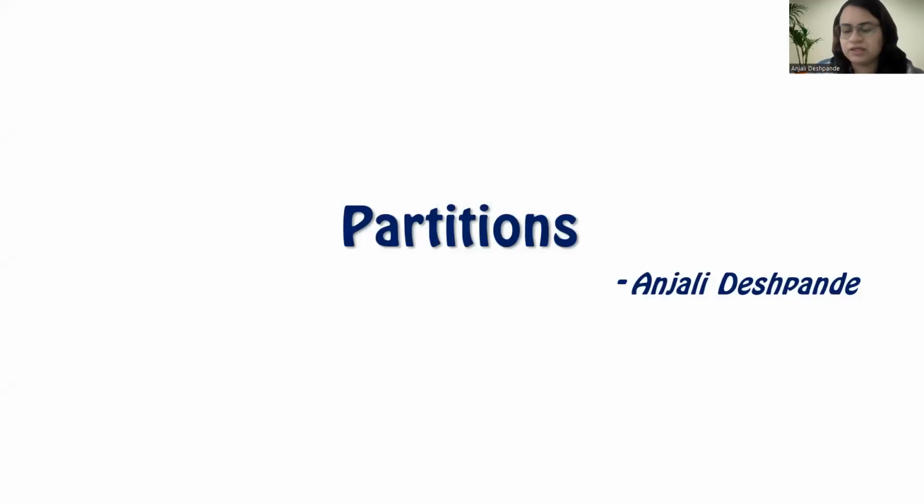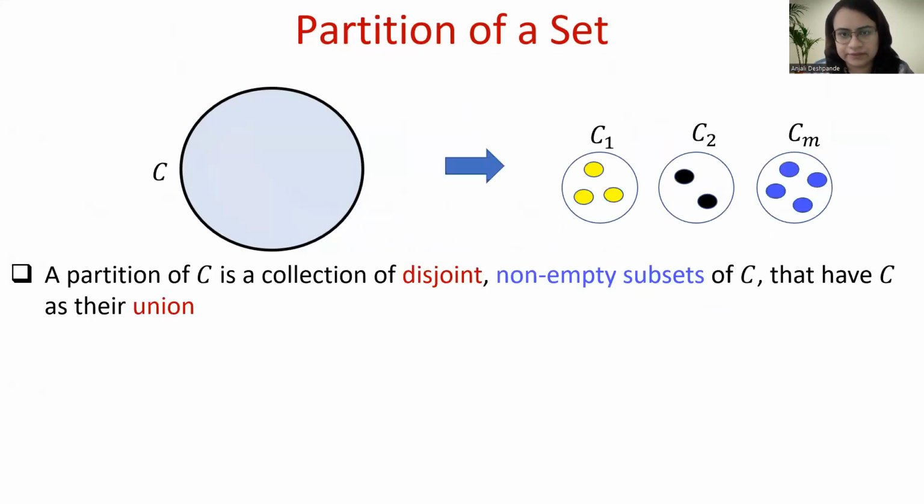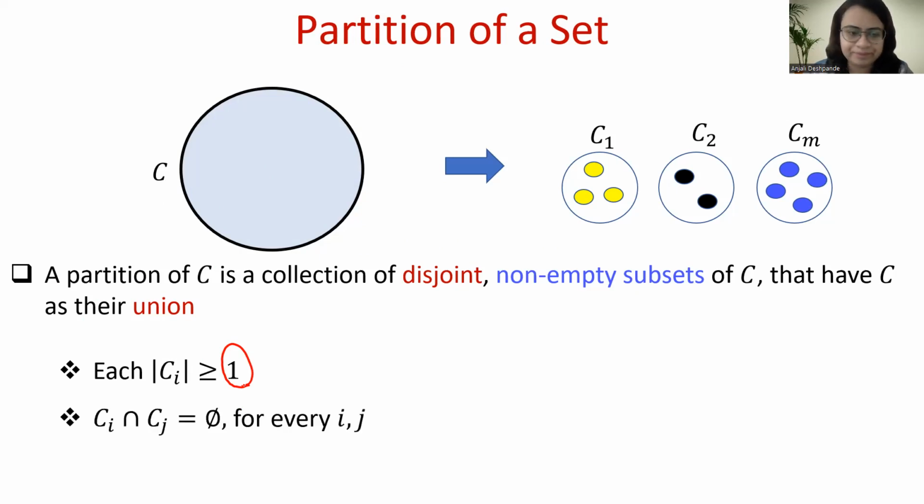Hello students. Now we are going to see the concept of partitions. So here the partition of any set C is nothing but a collection of various subsets of the set C which satisfy three properties. First property is that the cardinality of each subset Ci should be greater than or equal to 1. That means every subset should have at least one element.